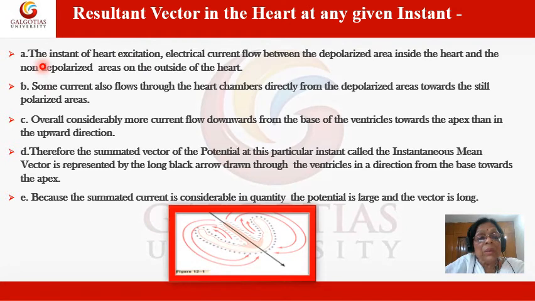Now, the instant of heart excitation, electrical current flow between the depolarized area inside the heart and the non-depolarized area on the outside of the heart. Some current also flows through the heart chambers directly from the depolarized area towards the still polarized area. So, this is the vector and it denotes the flow of current from the depolarized area to the still polarized.